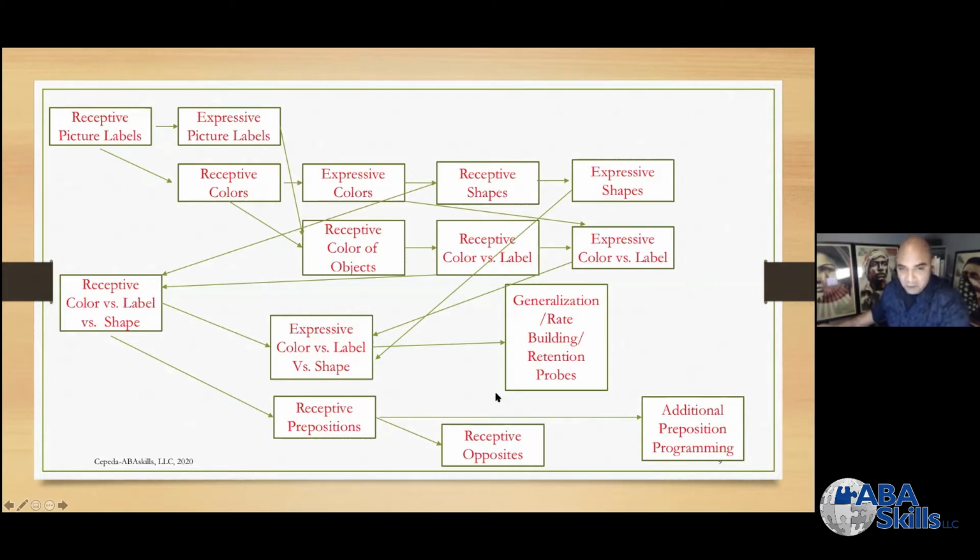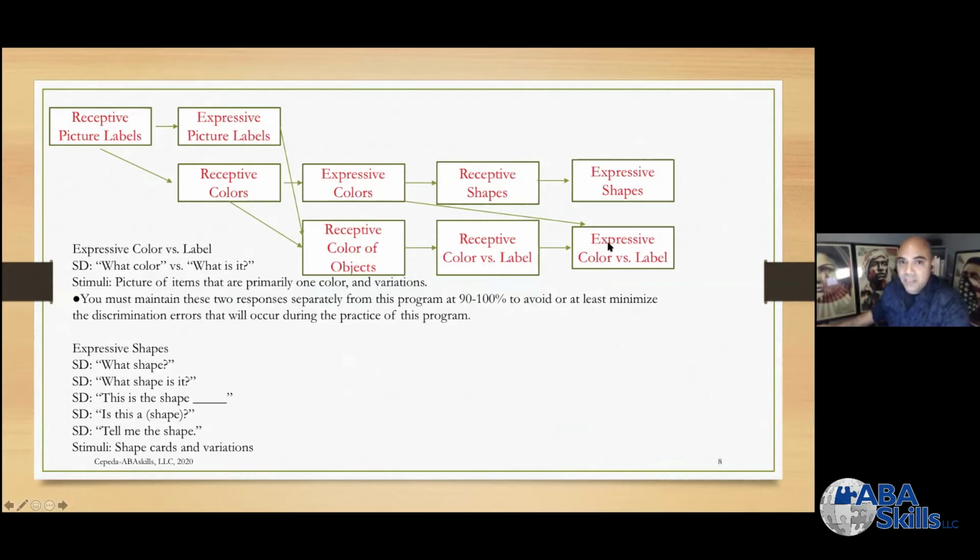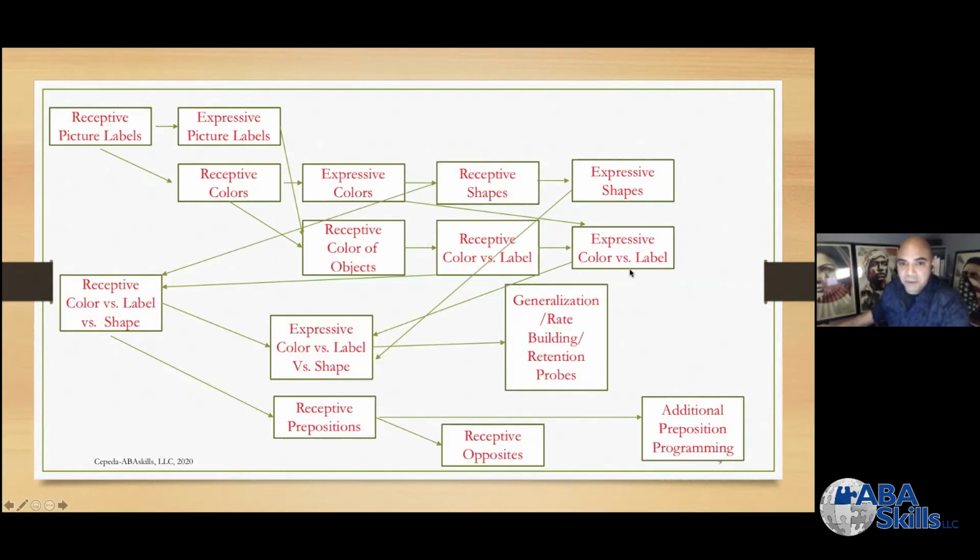But let's just go back for a second, okay? So we were at expressive color versus label. So we went here, expressive color versus label versus shape, which then I have this arrow out here to generalization, rate building, and retention probes. Because again, teaching one and probing for generalization is going to be critical.